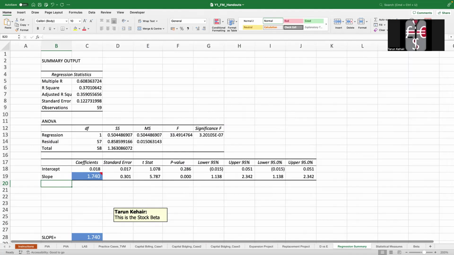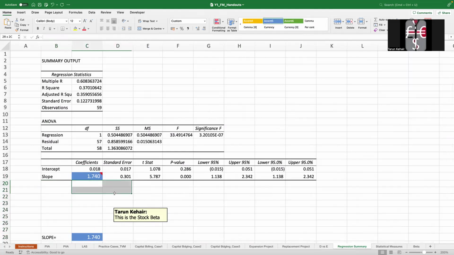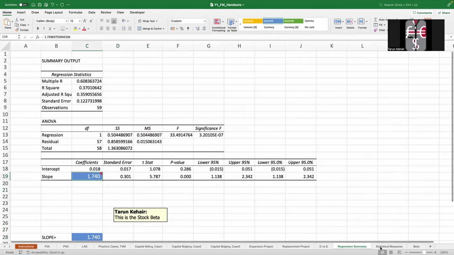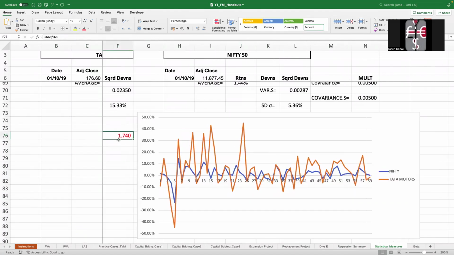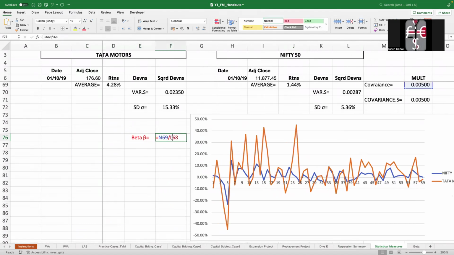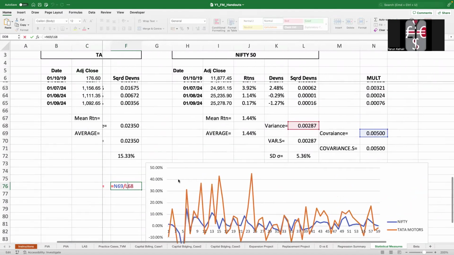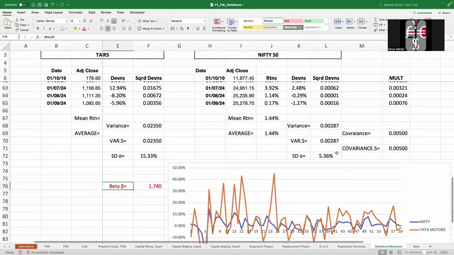and what was the slope here? 1.74. So ये 1.74 क्या था? Do you remember? That was beta, which we had also calculated by a statistical measure, covariance between the stock and the market. ये देखो, covariance between the stock and the market divided by variance in the market. उससे जो फिगर आया था, that was also equal to beta.